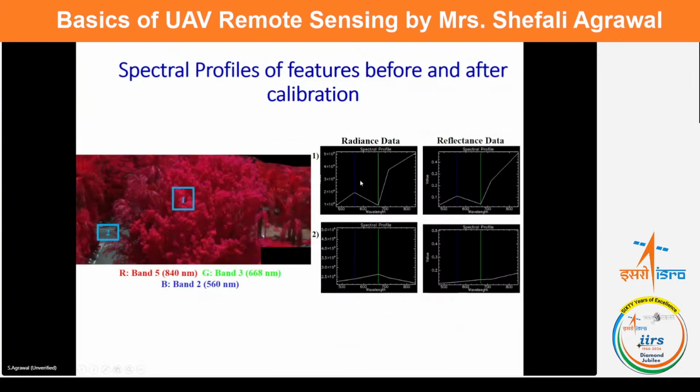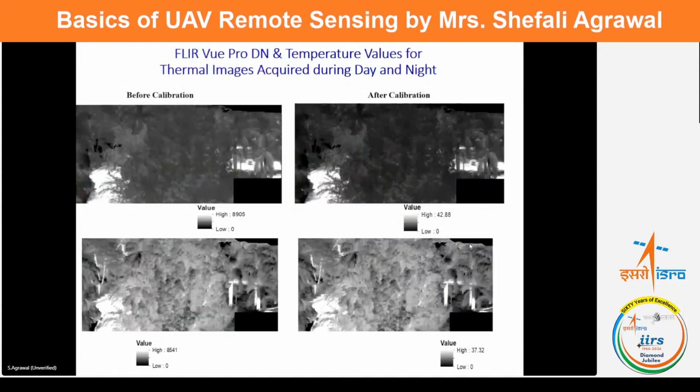So as I said, we need to calibrate the sensors. From the radiance, we convert to reflectance data. So finally, what you have is the reflectance, which can then be used for further analysis. Both hyperspectral and multispectral data need calibration before you use the data for further extraction of information. Similarly, thermal data also needs to be calibrated to calculate the exact land surface temperature values.